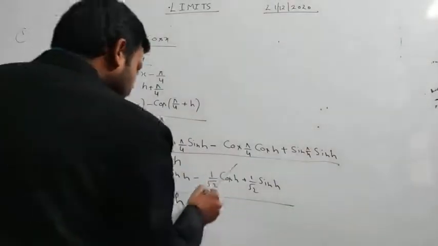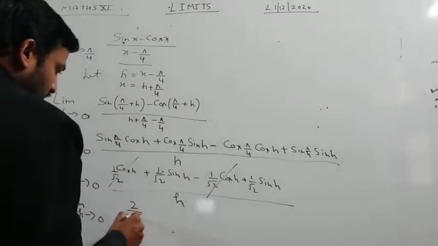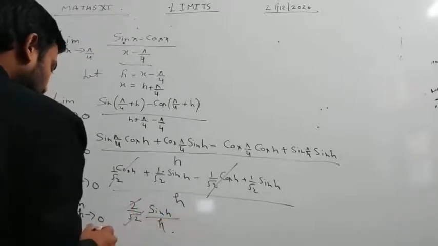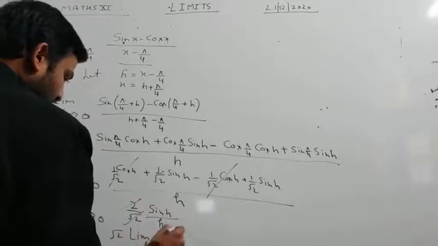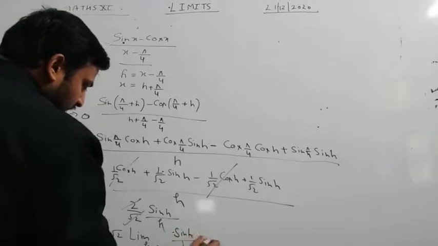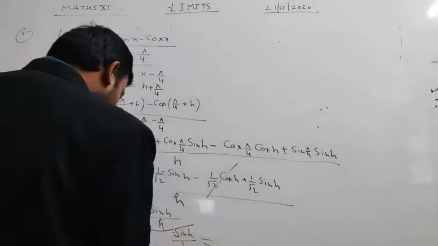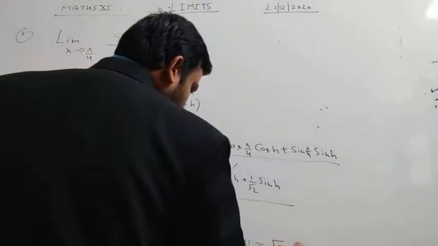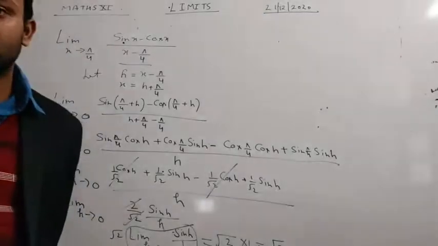So this term will be cancelled from here. Now we can write limit h tends to 0 of 2 by root 2 sin h by h. So this can be simplified, and we can write root 2 limit h tends to 0 sin h by h. Okay, students, and you know the value of this is 1. Root 2 into 1 is root 2. So this will be our solution of this limit.